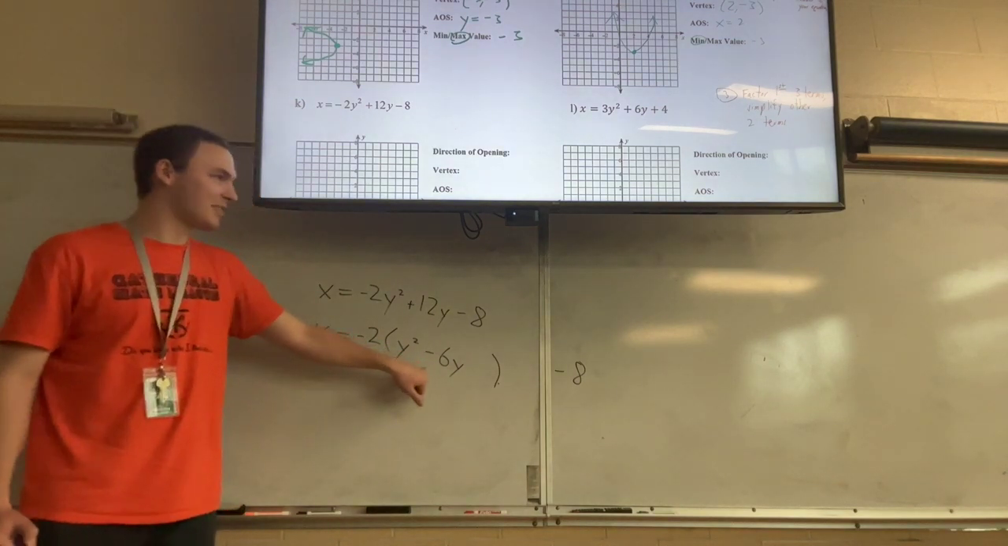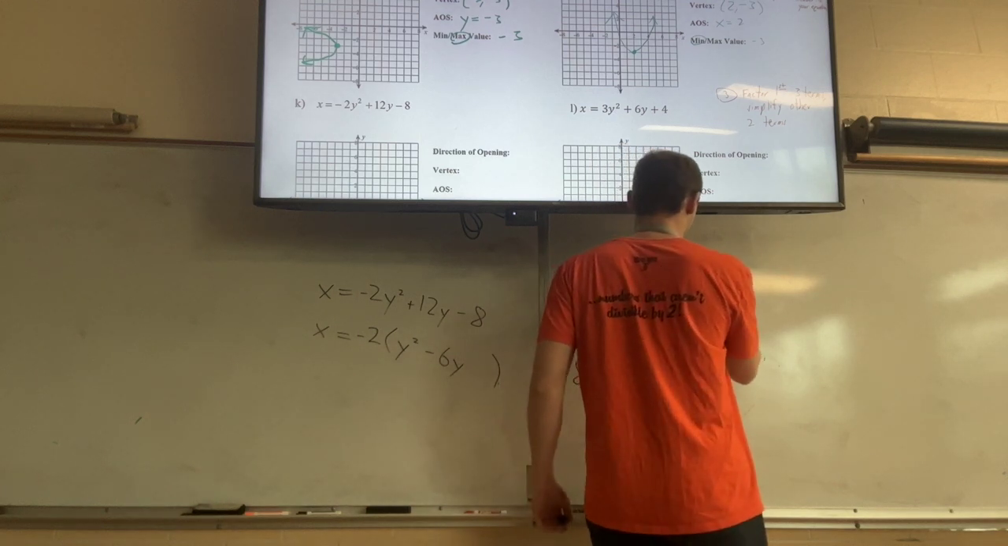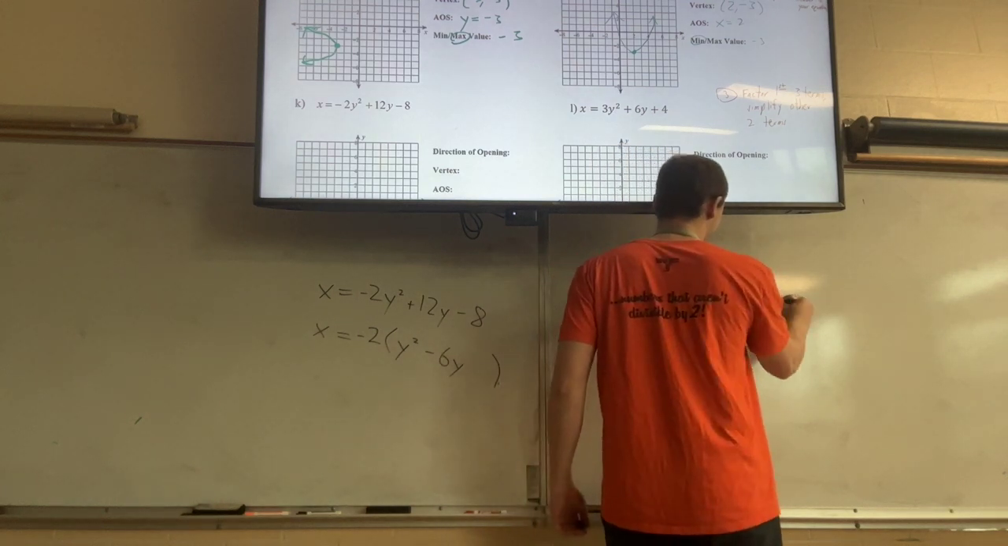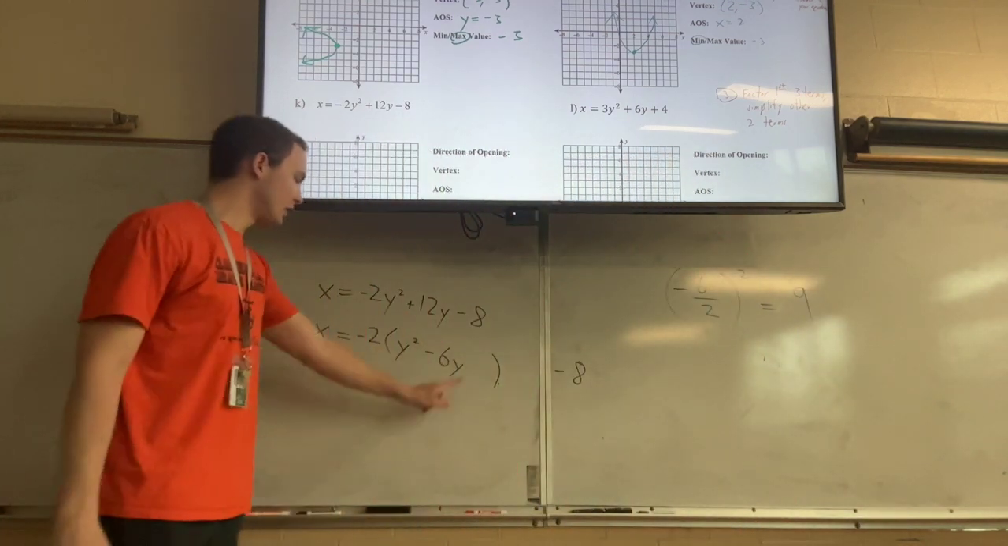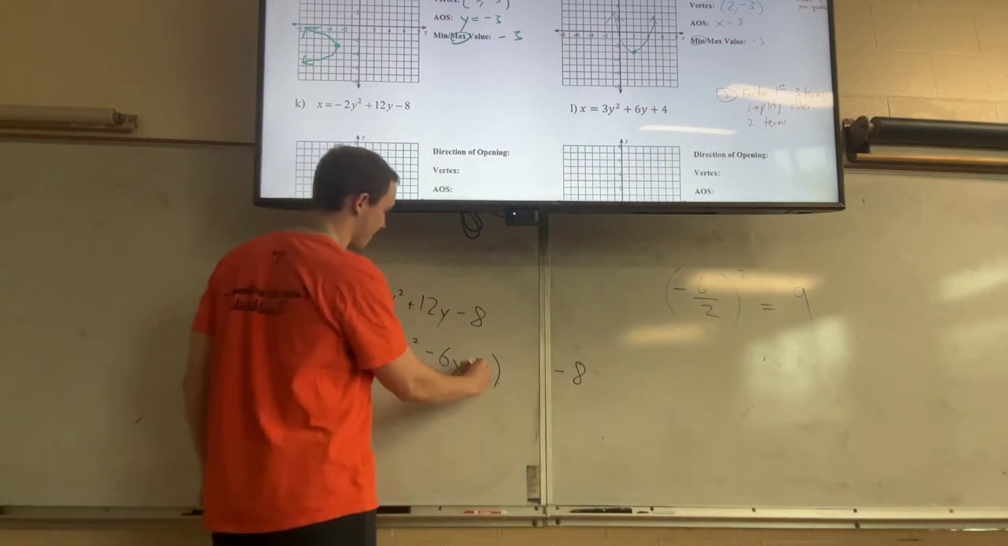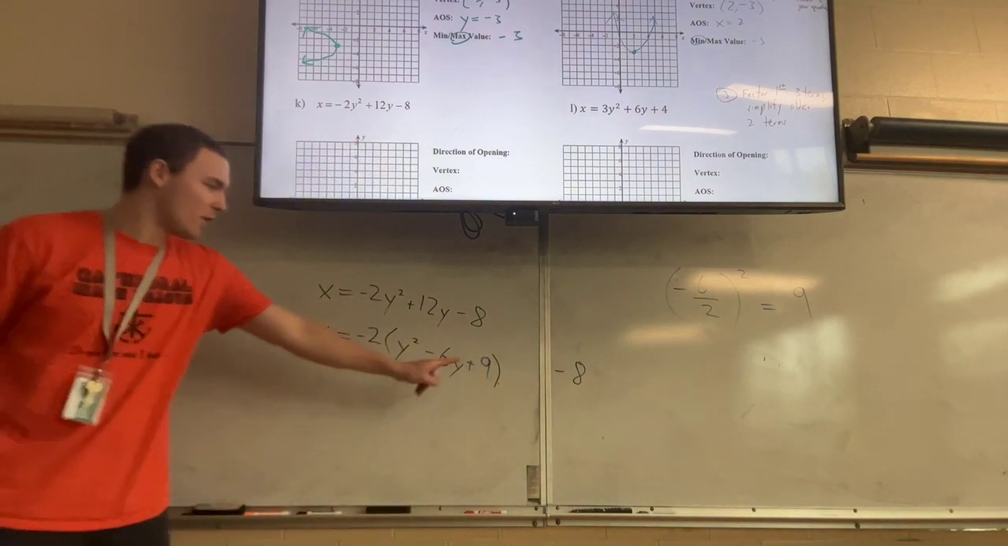So what do I do with that negative 6? Divide by 2 and square. What's that give me? 9. So I'm going to add 9 in here. I'm going to add 9 in there. What do I put here?